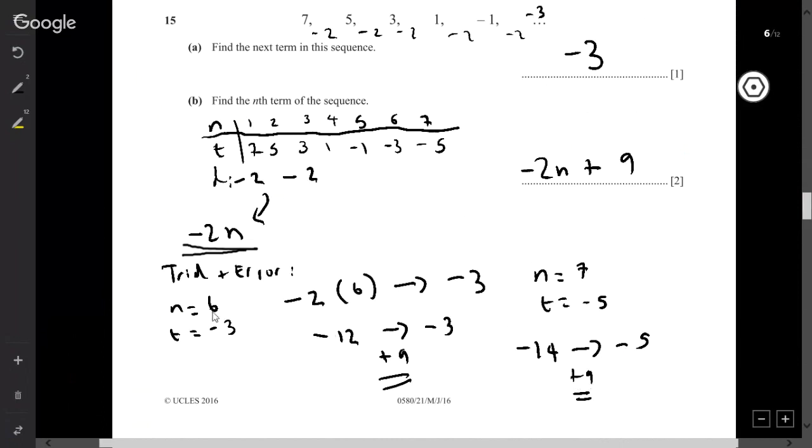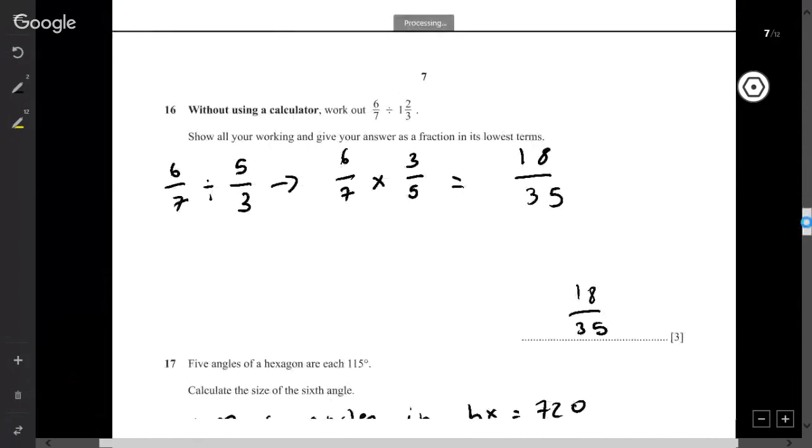Same thing here. When n is 6, the term is -3. So, okay, let's do -2n. So that's -2 times 6. And how do we get to -3 from that? Well, we +9. So therefore, we can say that the nth term is -2n plus 9.